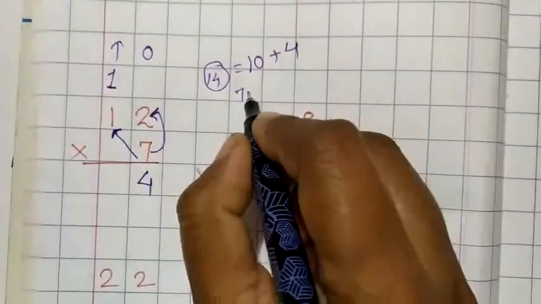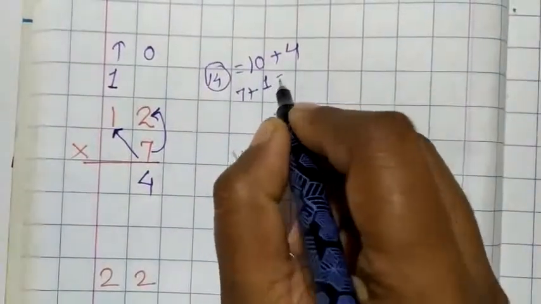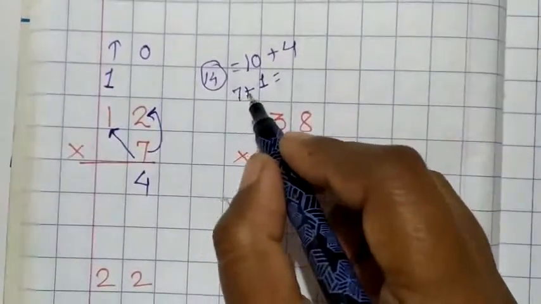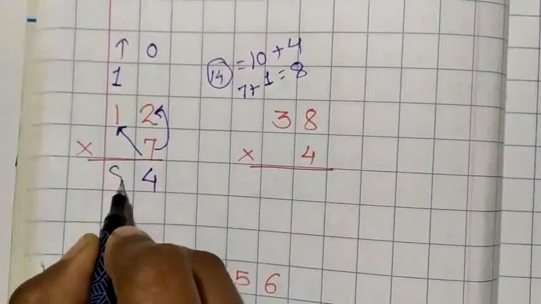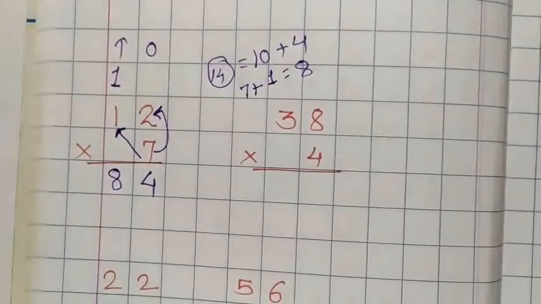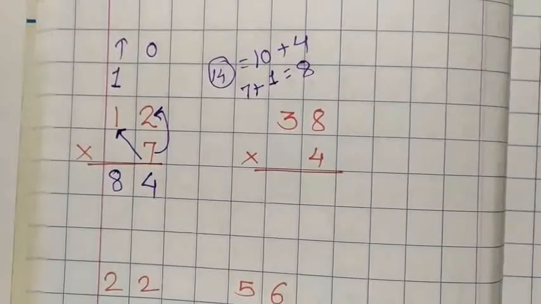What will you have to add to 7? You will have to add 1. 7 plus 1 is equal to 8 and finally in the tens column you have to write 8. So your answer is 84.